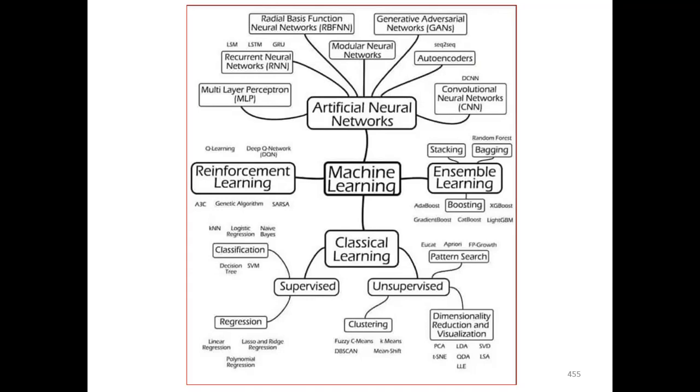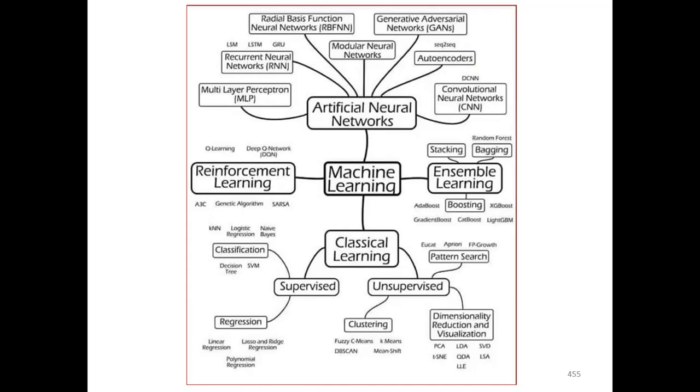If you see reinforcement learning, what are the algorithms we can see? A3C, genetic algorithm, SARSA, Q learning, deep Q network. Then if you see machine learning, it extends to ensemble learning. In ensemble learning, we have three types: boosting, bagging, stacking. In bagging, we use random forest. In boosting, we use the AdaBoost algorithm, XGBoost, gradient boost, CatBoost, and light gradient boost machine learning algorithms.